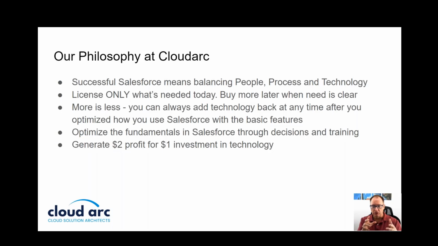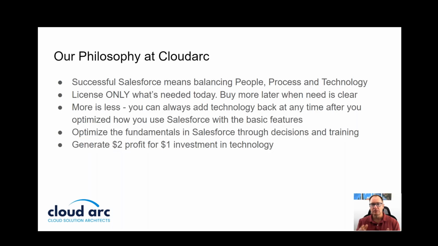And so there's this focus on balancing that and really understanding, hey, maybe we don't use Salesforce for this one problem. Maybe we use Word, or maybe we're using some other mechanism, Trello, whatever. How do we use these tools to affect the result that we want? Second big idea is license only what's needed today.